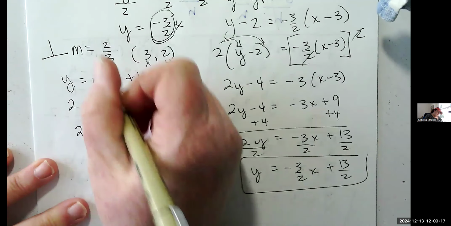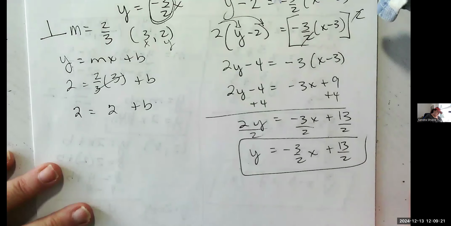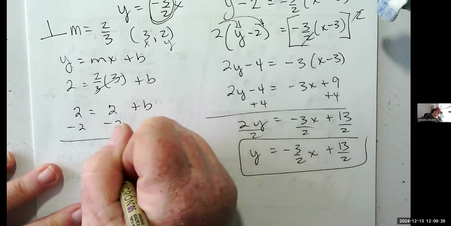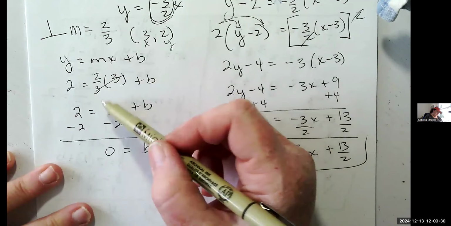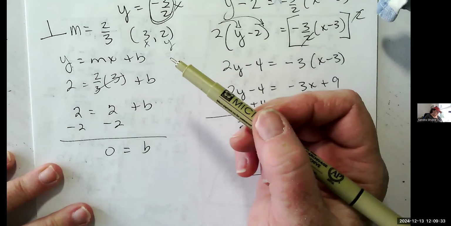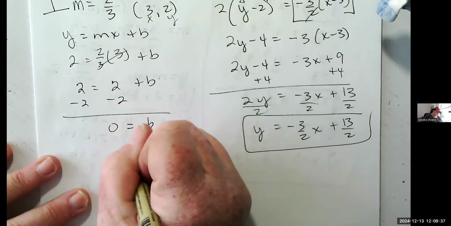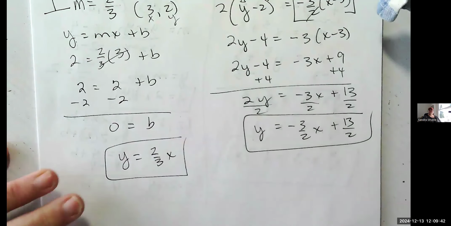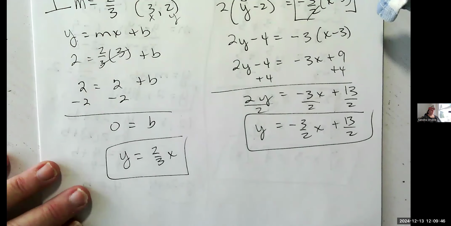So, well, this reduces to 2. That's sweet. All right, and then just subtract 2 from both sides. Wow, that's right. X 2/3. Okay, so it's just y equals 2/3 x. There's no y-intercept, or the y-intercept is 0. Okay. All right, next one.